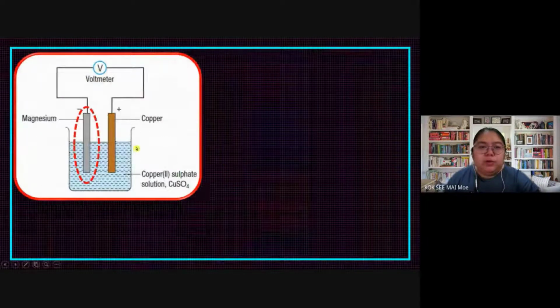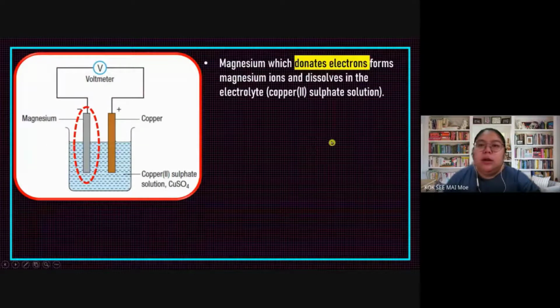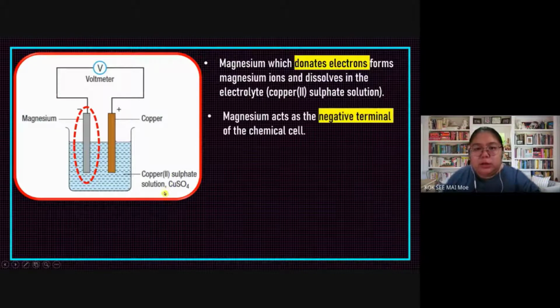Okay, first we focus on the magnesium. Magnesium donates electrons and forms magnesium ions that dissolve into the electrolyte. The electrons, when they just come out, go into the solution, into the copper(II) sulfate solution. Then, continuing, magnesium acts as the negative terminal. Magnesium is now the negative terminal.